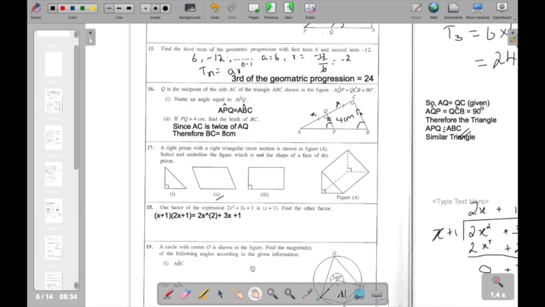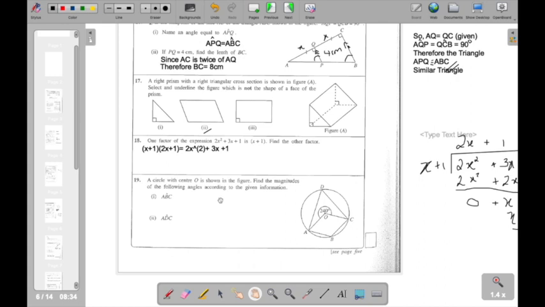Now moving on to the next question, which is question number 18. A circle with center O is shown in the figure. Find the magnitudes of the following angles according to the given information. For this you should revise your book properly, and then you should tackle this question, right? So I will explain the basic theory which is required.